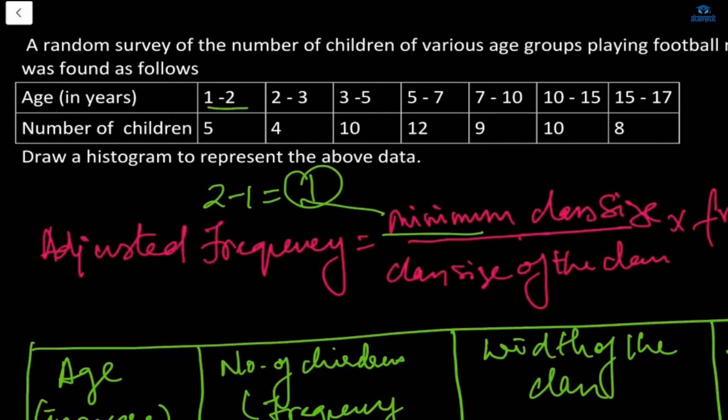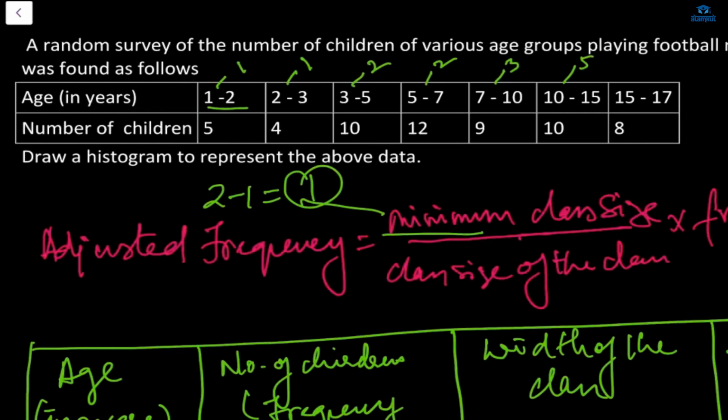How did you get the value of the denominator, 1? The class size of the class, so the minimum class size. The class size of the class, you are going to find out for every class, Razi. Like for this one, 2 minus 1 will be 1, 3 minus 2 will be 1, 5 minus 3 will be 2, 7 minus 5 will be 2, 10 minus 7 will be 3, 15 minus 10 will be 5.